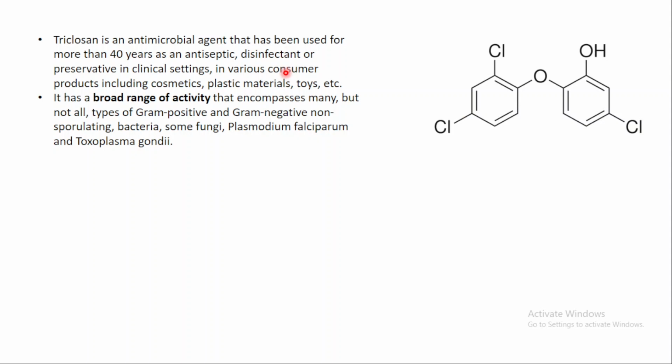So this is the structure of triclosan: two benzene rings, chlorinated benzenes grouped with an attached ether linkage to another OH and Cl laden benzene ring. So this is the structure of triclosan.